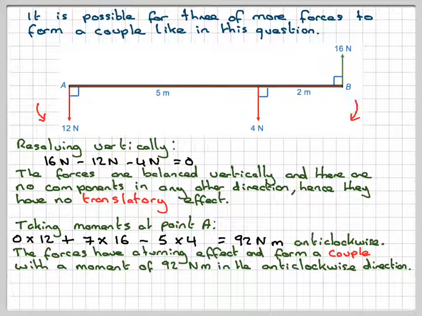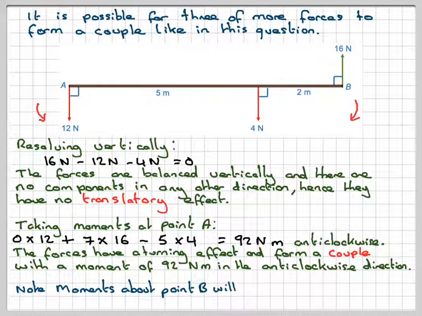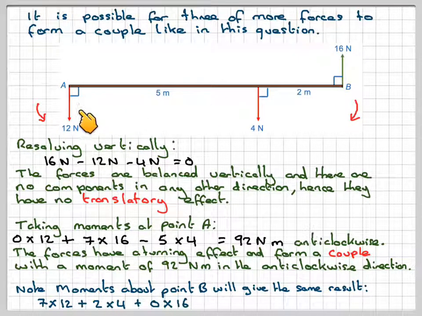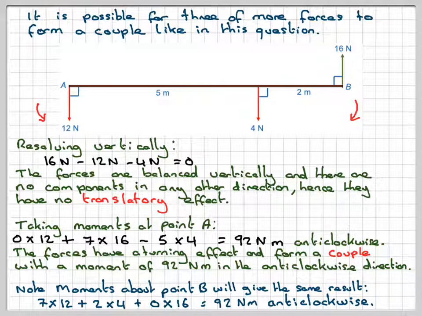Now, I could have taken moments about point B, and it will still give the same result. We'll do 7 times 12, and then 2 times 4, and then 0 times 16. They're all acting in the anti-clockwise direction. Well, 7 times 12 plus 2 times 4 also gives me 92 newton metres anti-clockwise. So it doesn't matter which point you decide to choose.